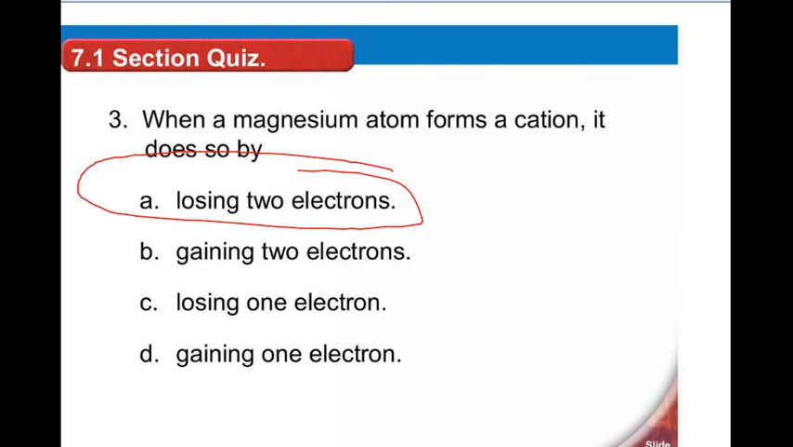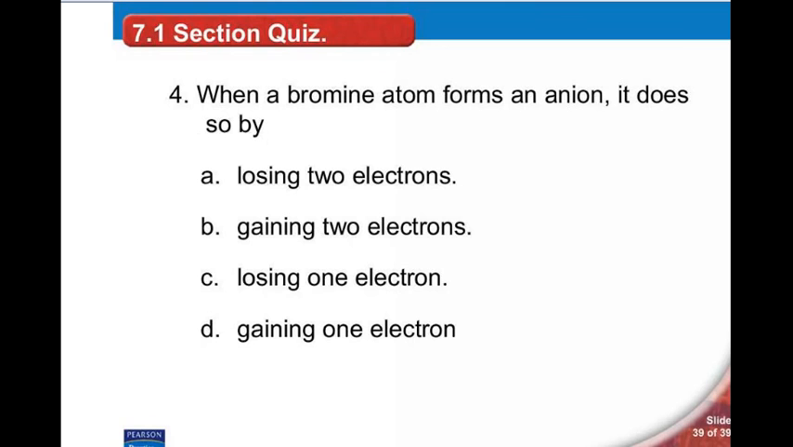And last one, here we go. Question 4. When a bromine atom forms an anion, it does so by losing 2 electrons, gaining 2 electrons, losing 1 electron, or gaining 1 electron. Pause the video, try and answer it, and I'll give the answer when we come back. Okay, we're back. And bromine, if you hopefully found bromine, it's a halogen. It's all the way over there next to the noble gases. And so bromine is going to gain 1 electron to look like a noble gas, and that's what it does when it forms an anion, because anions are negative.